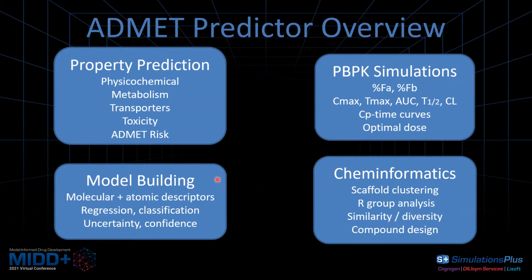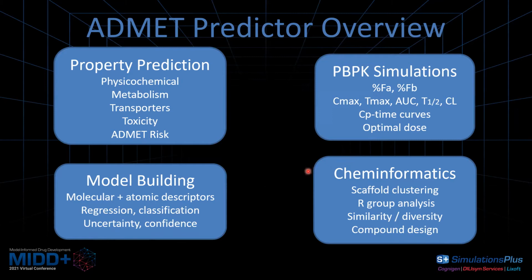Our model building engine allows clients to build machine learning models using their own data. The module provides our proprietary set of over 340 molecular and atomic descriptors. It supports both regression and classification models, and regression model estimates come with an accompanying uncertainty estimate and classification predictions with a confidence estimate.